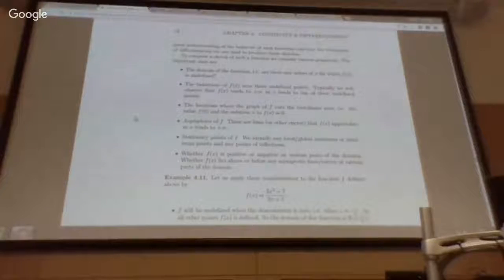Then, recalling what we did last week, we will want to identify any stationary points of the function. These are going to be local maximums, local minimums, or points of inflection. It's good to get those located correctly and their nature depicted correctly in your sketch of the graph.